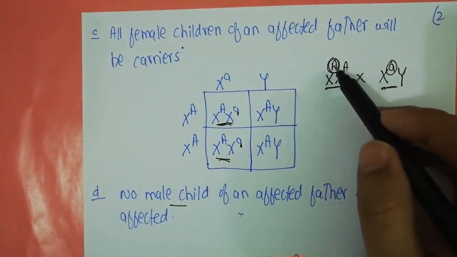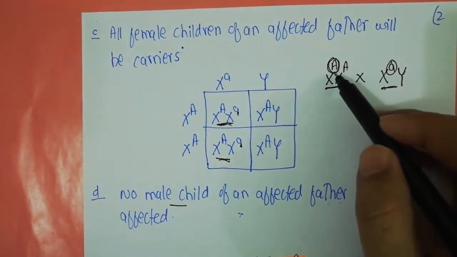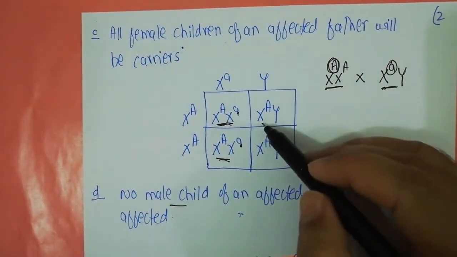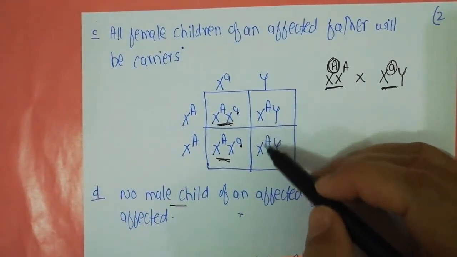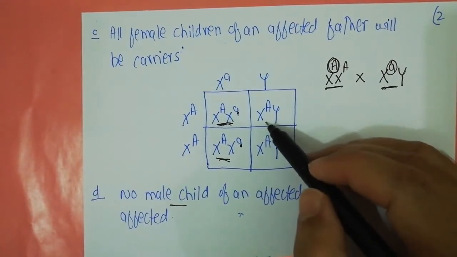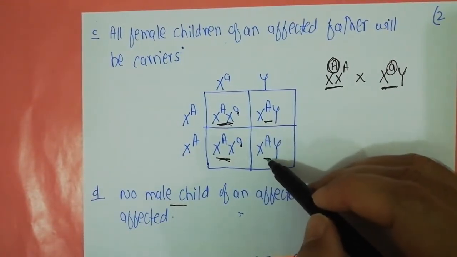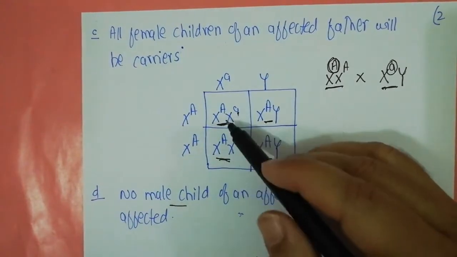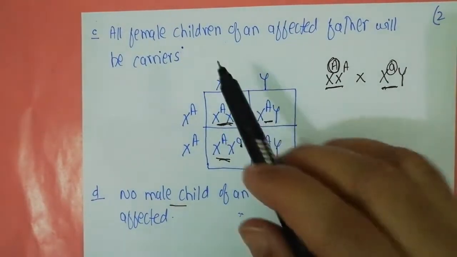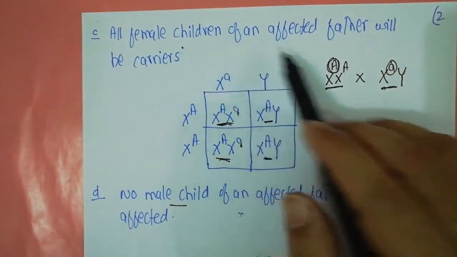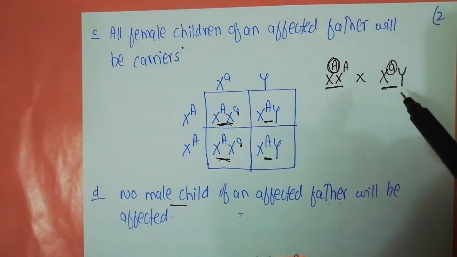And if the mother is carrying a normal copy of the allele on her X chromosome, all of the sons will be getting a normal copy of the allele and will not be affected. So if you see in this cross, all of the males will be normal and all of the females will be carriers. So the female children of an affected father will be carriers, and the male children of an affected father will be normal.